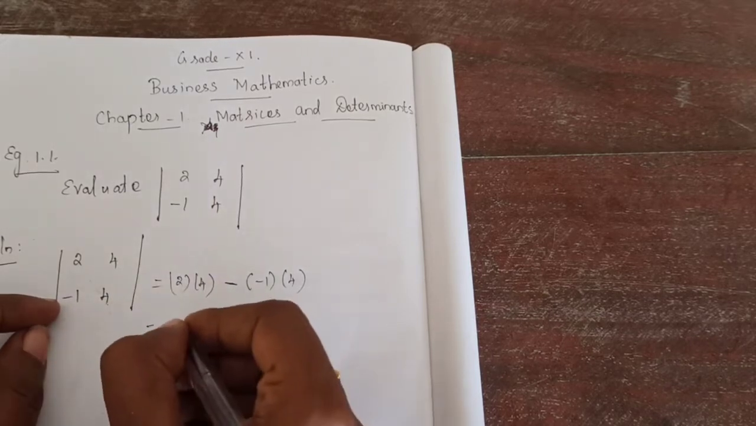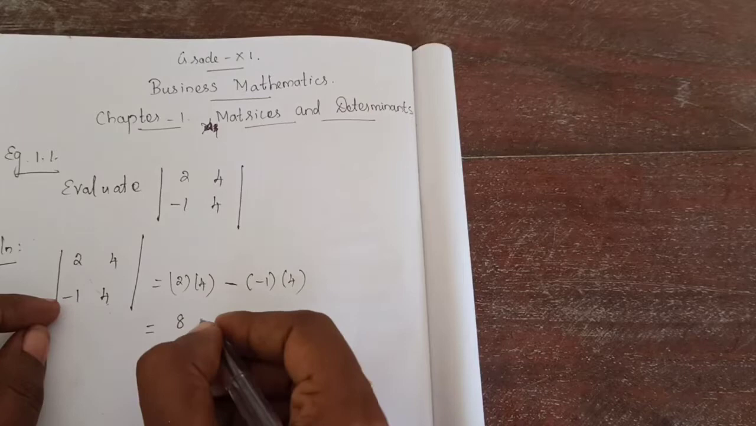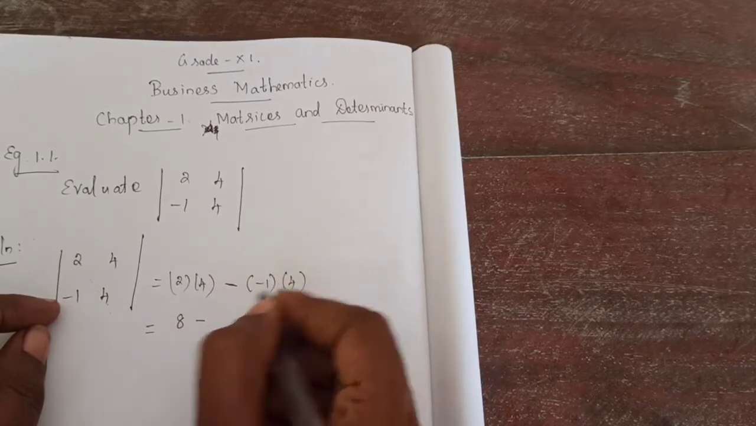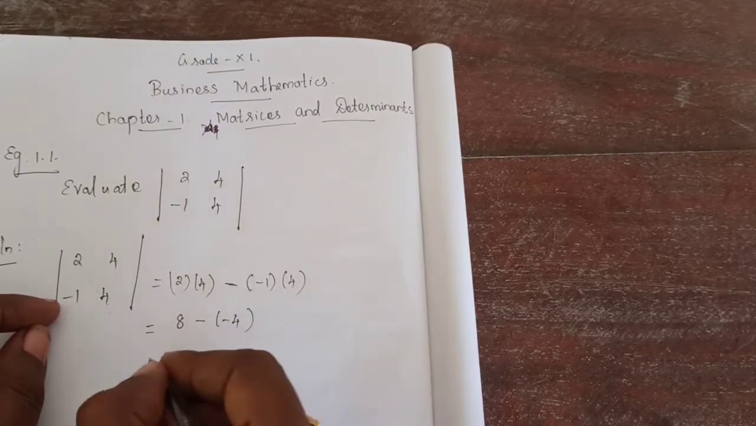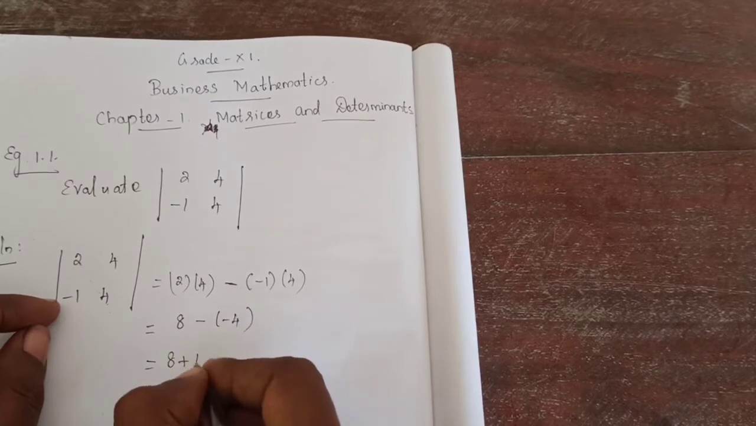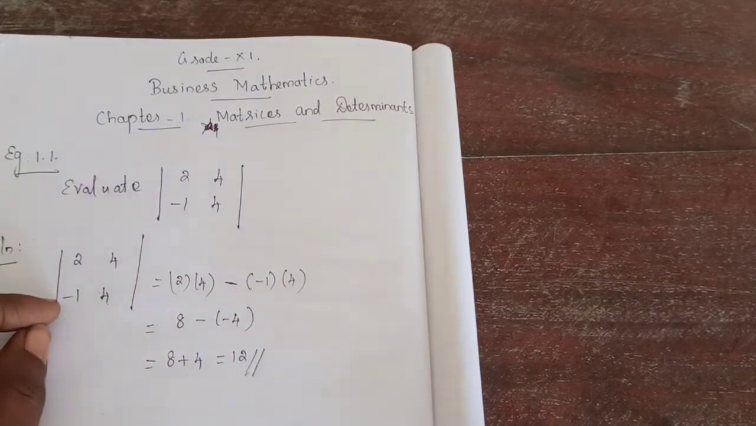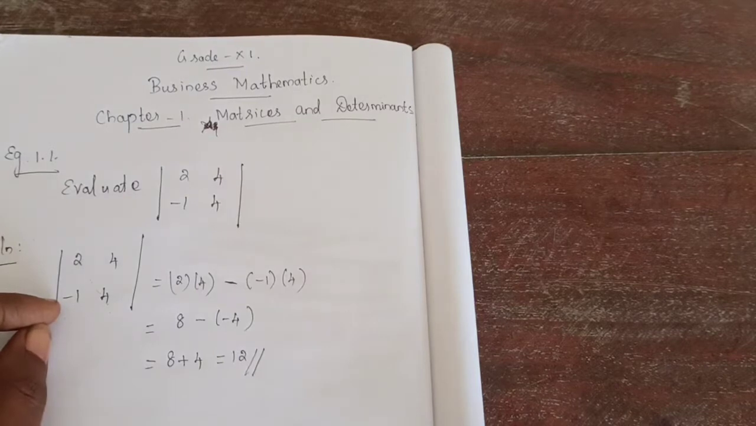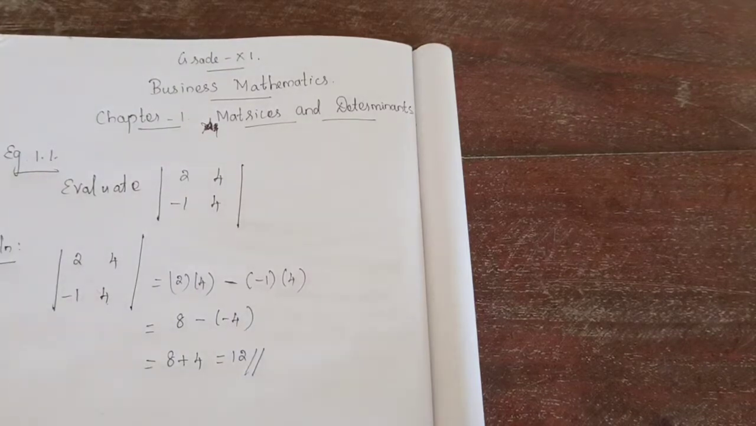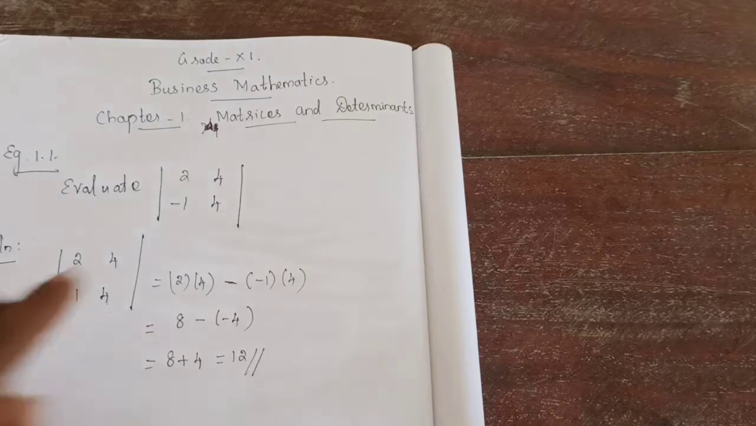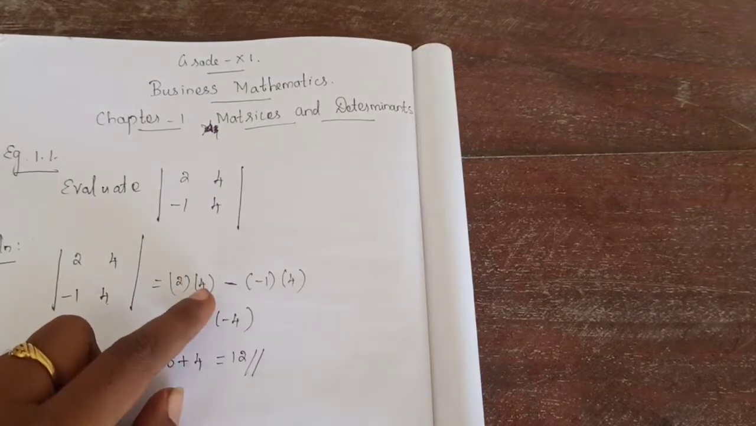So 2 into 4 means how much will you get? 8. Minus 1 into 4 means how much will you get? Minus 4. So 8 minus into minus plus 4. So 8 plus 4 means 12. That's the answer. Understand? 8 plus 4 is equal to 12. That's the answer. Understand? So we just cross multiply. In the center it's a minus. That's the meaning. Understand?